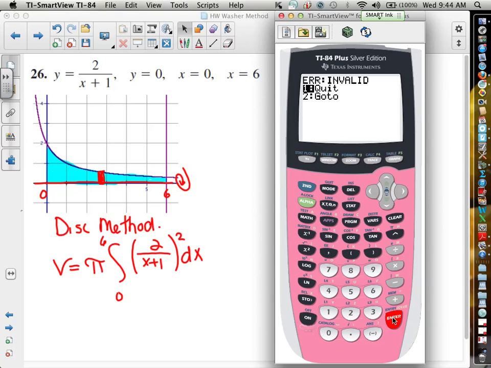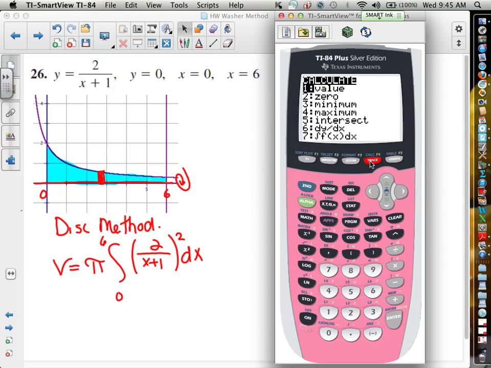Okay, so I got this error message. It just tells me my window wasn't big enough. So hit your window button and just change this so my x max goes larger than 5. I'm going to go up to 7. And now I can go back and integrate this thing. Just got to start over again. So if you ever get that error message, you know what they're talking about.